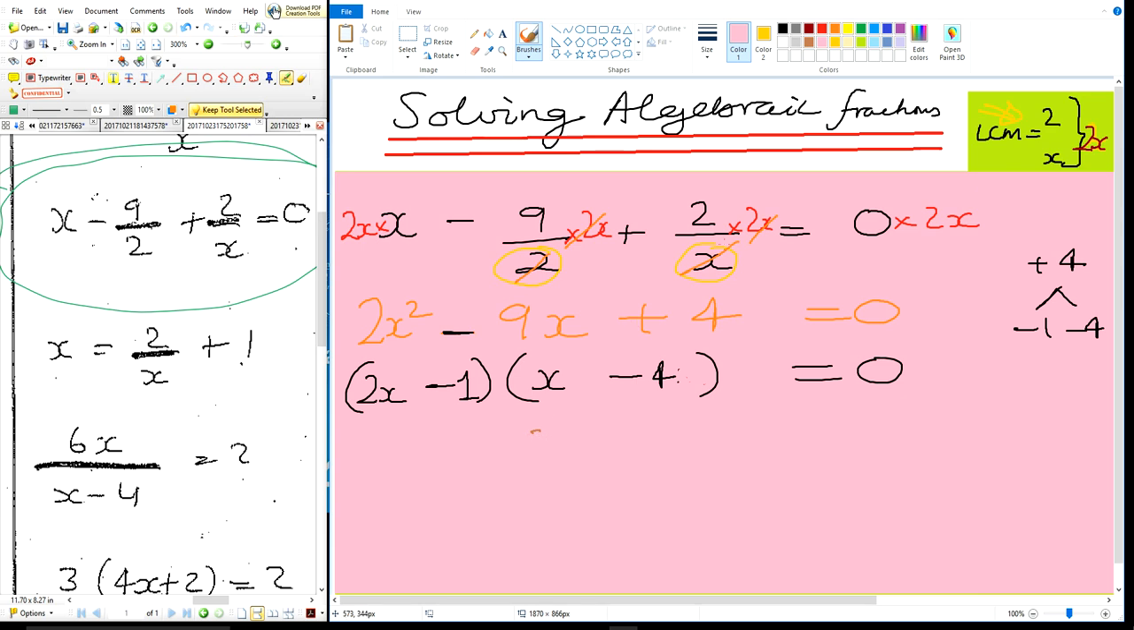So if we solve the second one first, the opposite of minus 4 gives us plus 4. Now 2x minus 1 must equal 0. So there's minus 1 here, so this must be plus 1. So if 2x is equal to plus 1, that means x must be equal to a half. So we have our two solutions: x equals a half and x equals plus 4 for this algebraic fraction question.